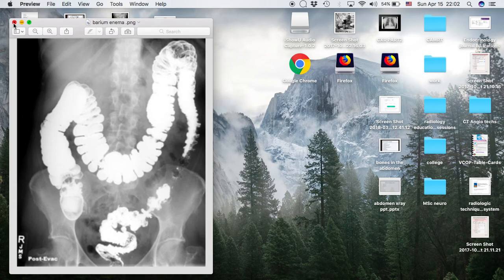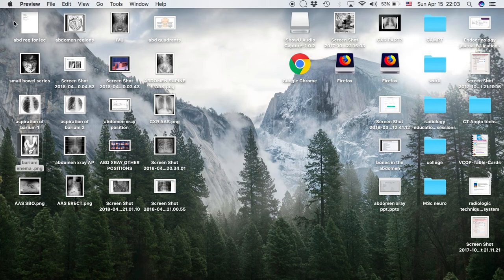Alright, then you have the haustrations, as I said, and in the large bowel and also the small bowel, the wall pattern can be hugely affected by distension. Okay, these are nice haustrations. Again, this is gas and this is contrast. Alright, so this is when we come to the large bowel.